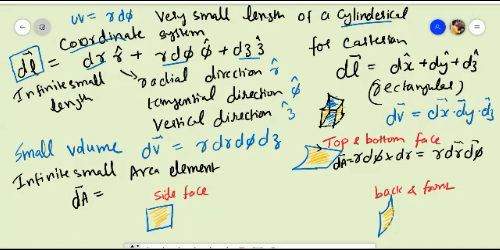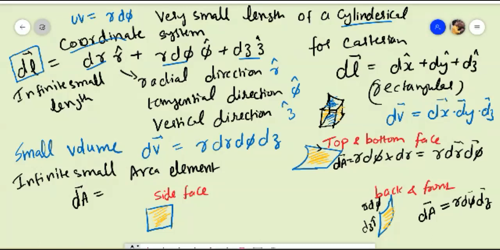And then if we talk about our front and back, the elements involved here are the dz element, and then again we have our r dφ element. So we can write our area element here: dA is equal to r dφ multiplied by dz.